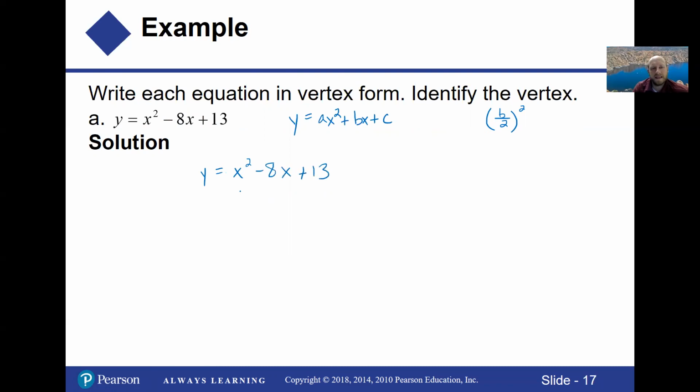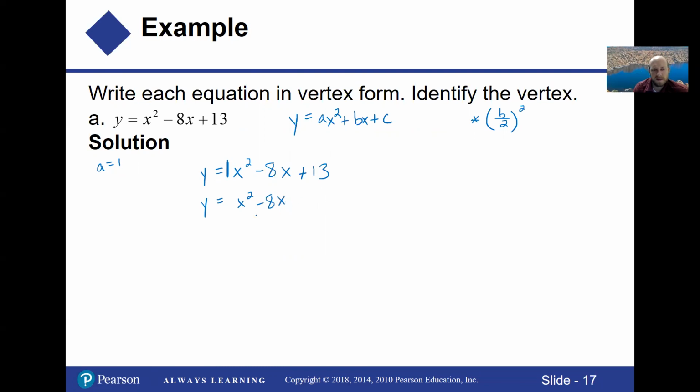So what do we need? We need to make it factorable, and how we do that is we complete the square. We use this, and where does this go? Oh, and by the way, notice that a is equal to 1 here. If a was not equal to 1, we would have to make it equal to 1, and we'll do that in the next example. But this is a 1 right here.